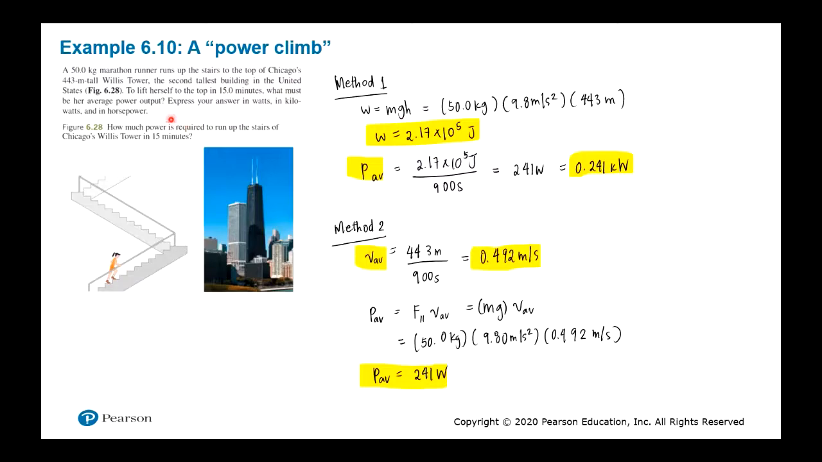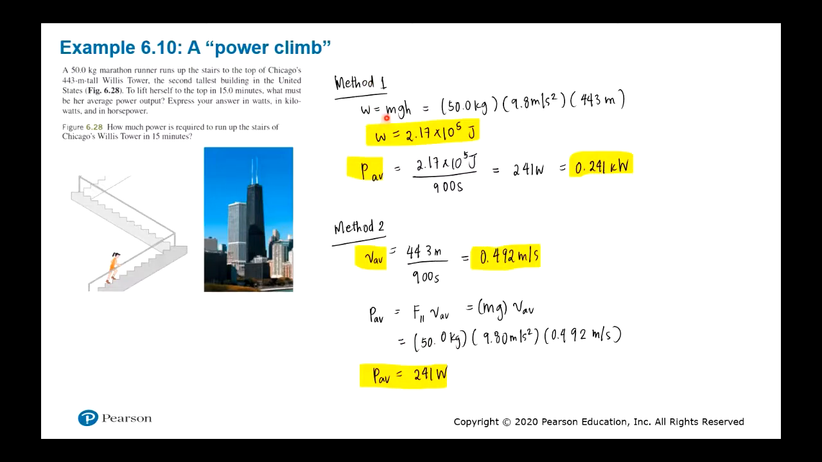And then method two is to use the height over the time. So that's basically distance over time. That's 443 over 900 seconds, and that is how you get 0.492 meters per second. Because you're only considering the component that's parallel, cosine zero is one. So that is how you get mg times v average. That's 50 kilograms times 9.8 meters per second squared times 0.492 meters per second, giving you an average power of 241 watts.